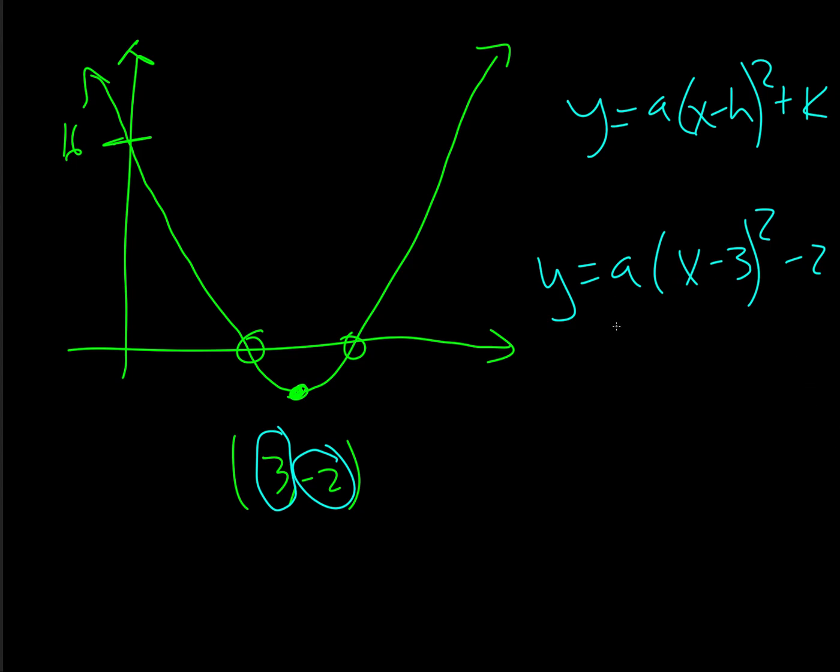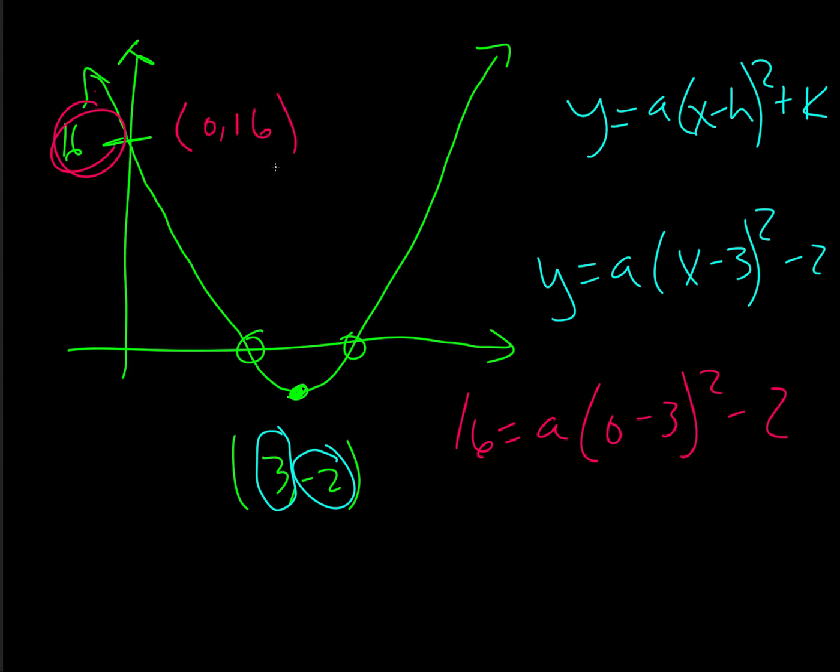Okay. Now we're basically going to use that same trick. We got a y-intercept, so we're going to say 16 equals a, 0 minus 3 squared minus 2. Plug in a 0 for x, plug in a 16. Another way you can think of this is that point is actually 0, 16. And so we're just plugging in 0 for x when y equals 16.